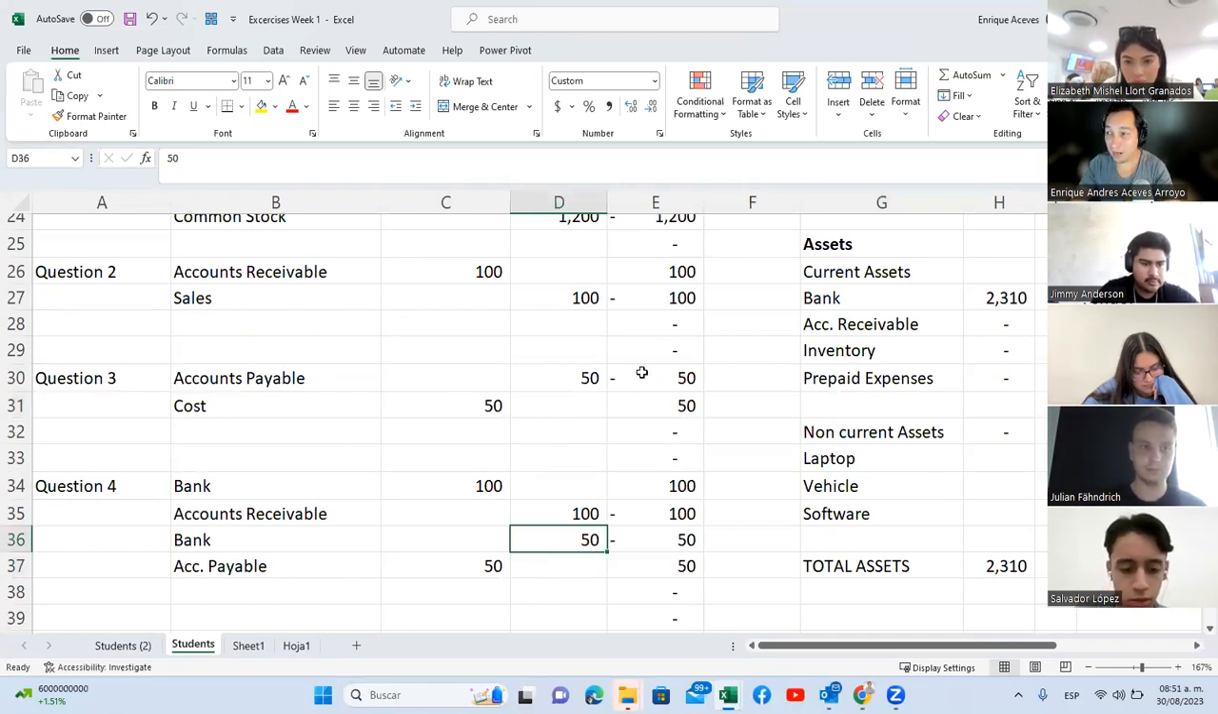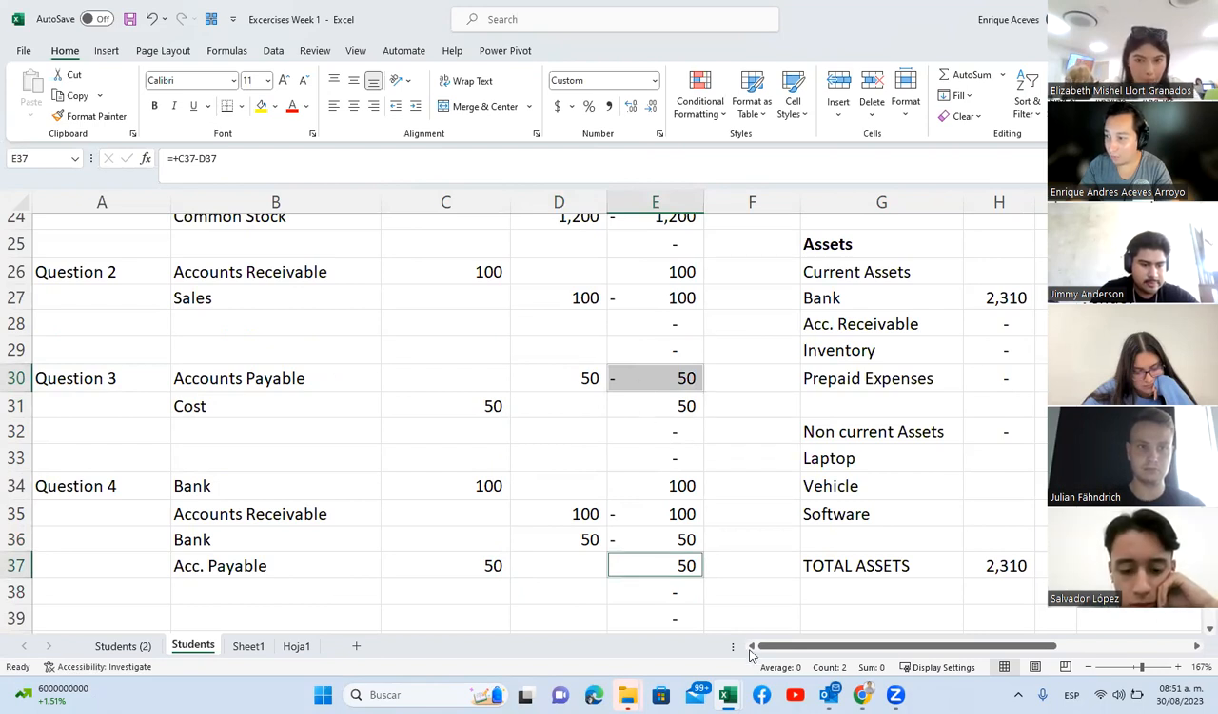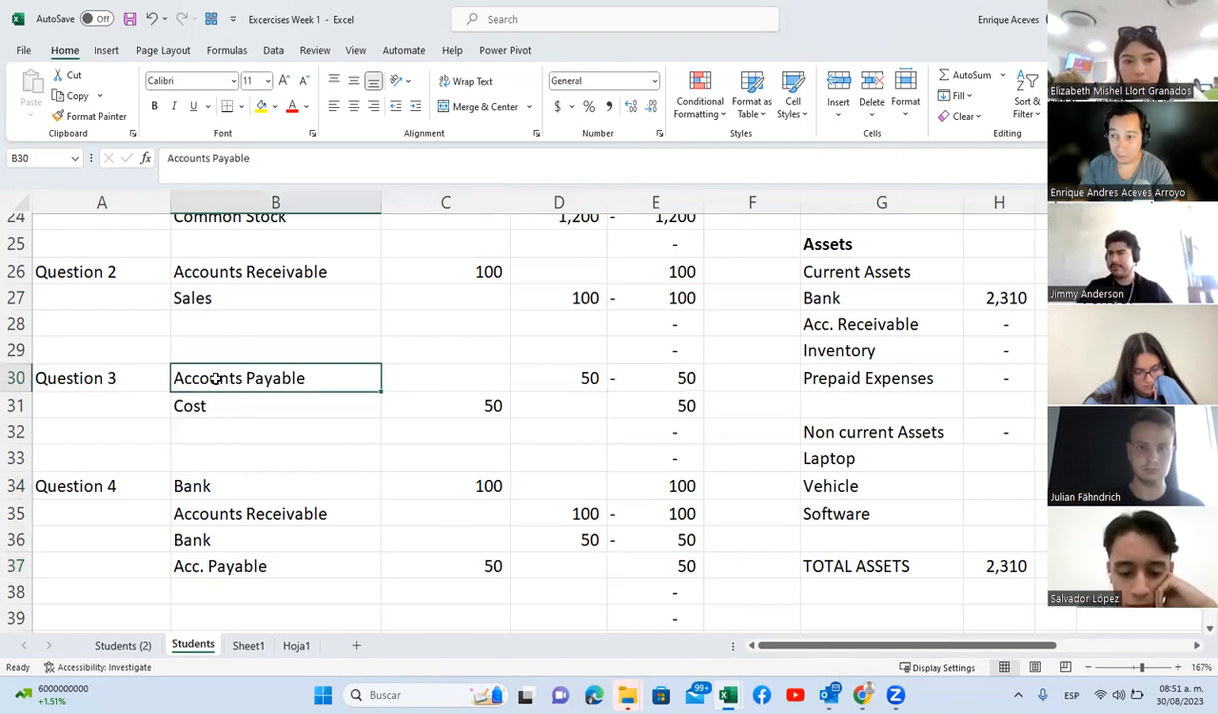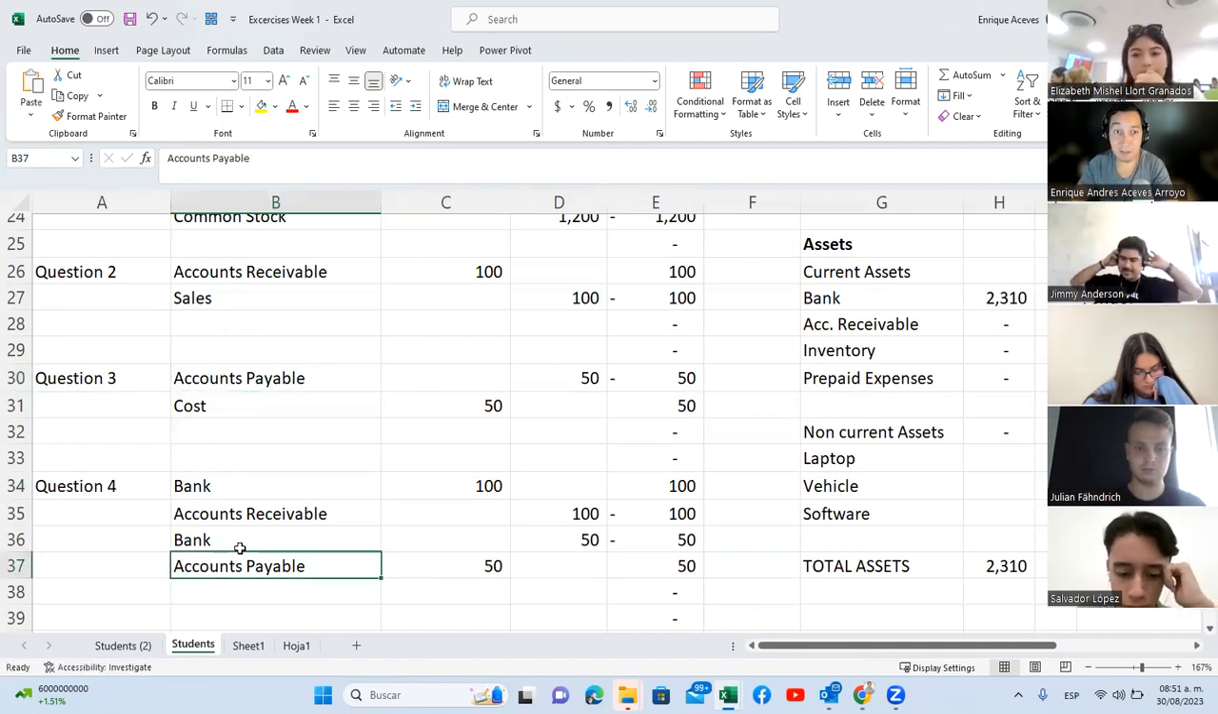If you adopt the accounts payable, what's gonna be the final balance of that account? 0, because you don't have an obligation to pay. That's what I need you to understand. That's the accounting system. Okay. Everybody okay until here? Thumbs up.